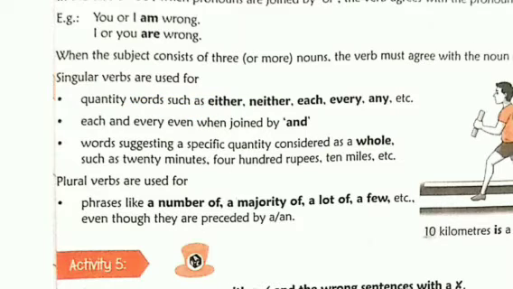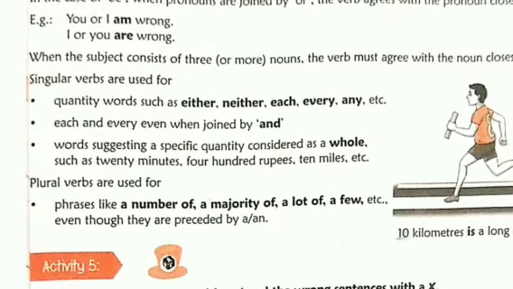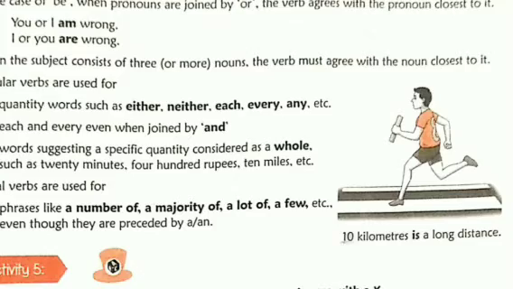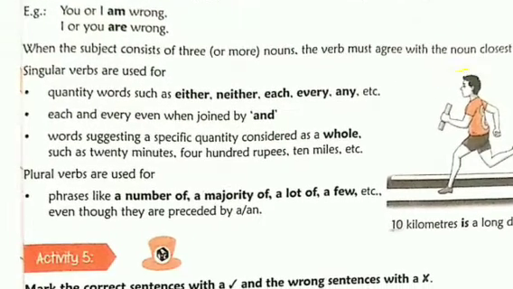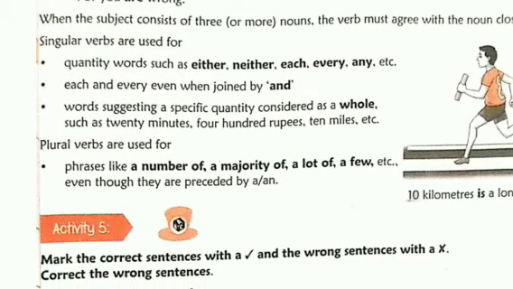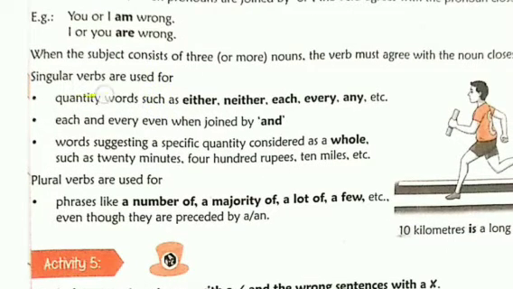Singular verb means we have to use the verb that agrees with the very closest noun. What is the closest noun there? That closest noun we have to consider. So just remember one thing, if there are more than 2 nouns, at that time you have to use the singular verb.